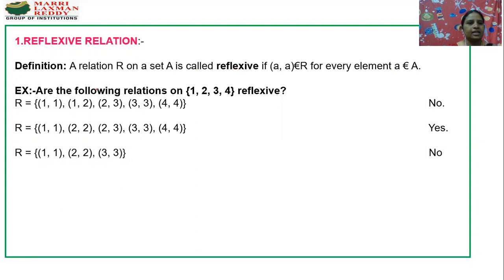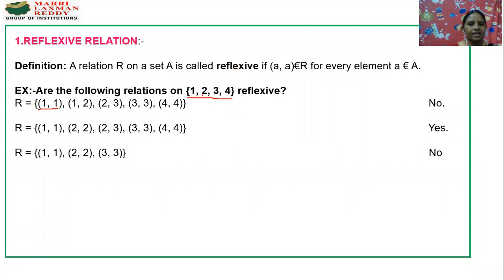For better understanding, look at the three examples. What does the set contain? 1, 2, 3, 4. There are four elements in the set. Observe the three examples, whether they are reflexive or not. So (1,1) is present. How many elements are there in the set? 1, 2, 3, 4. (1,1) is present.